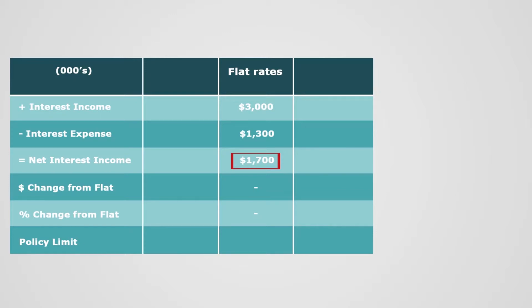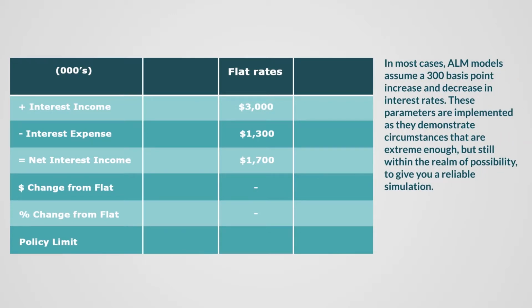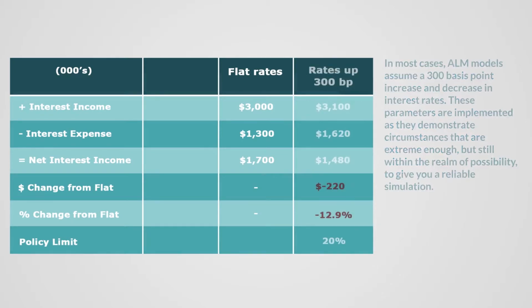Now we're going to take the exact same balance sheet, but just run it under a different market scenario. In most cases, ALM models assume a 300 basis point increase and decrease in interest rates. These parameters are implemented as they demonstrate circumstances that are extreme enough, but still within the realm of possibility, to give you a reliable simulation. These models shock the current yield curve, resulting in an instantaneous and parallel rate shift.